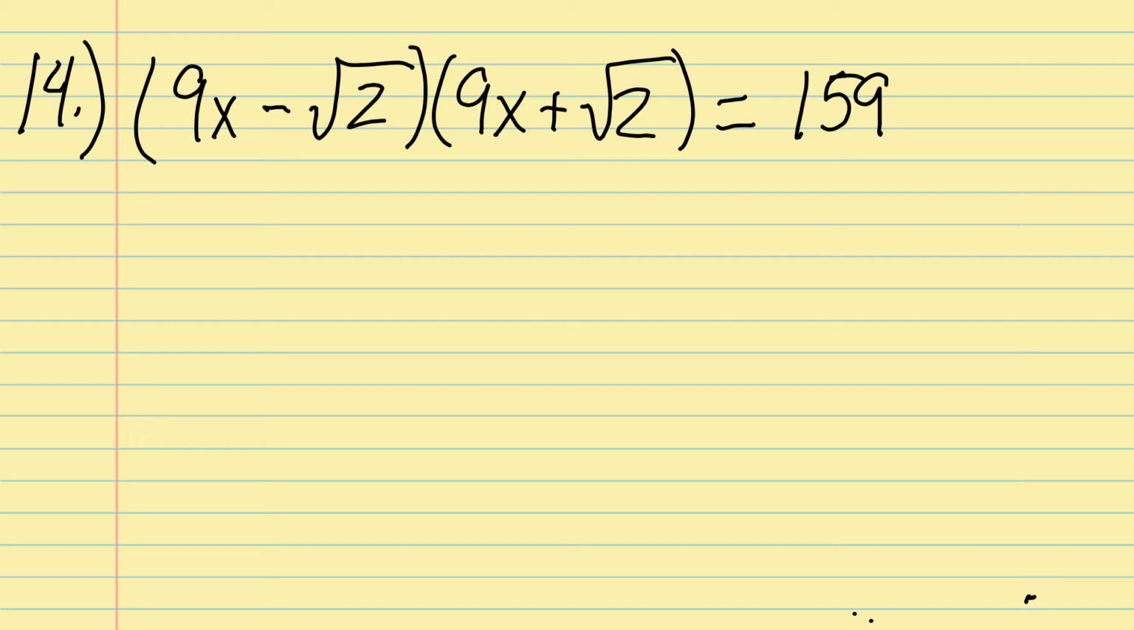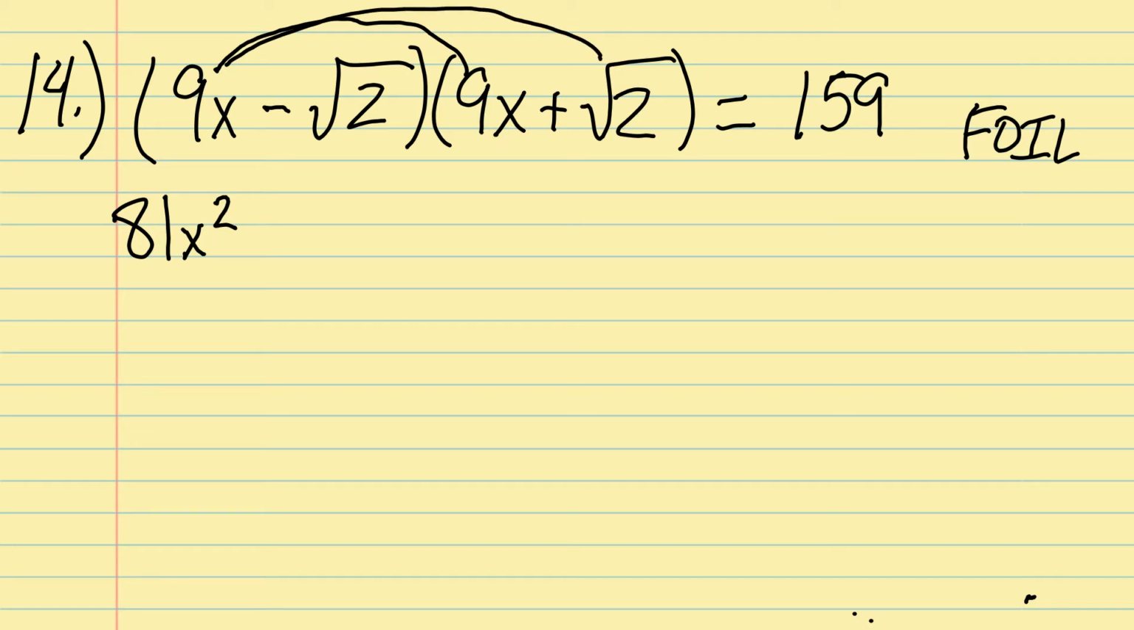So before we solve, we have to simplify, which means I'm going to use FOIL, which means first, outside, inside, last, or I like to call it double distributive property, whatever. So the 9x is going to go to that 9x, and together that's going to make 81x squared. Then that 9x is also going to go to that radical 2.